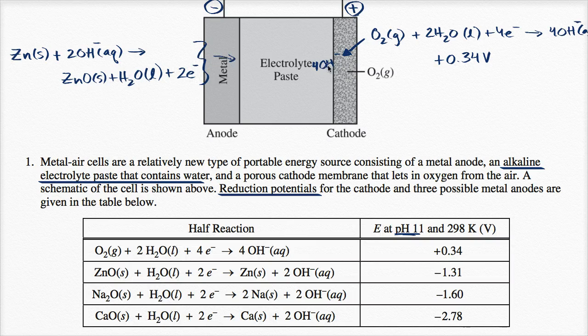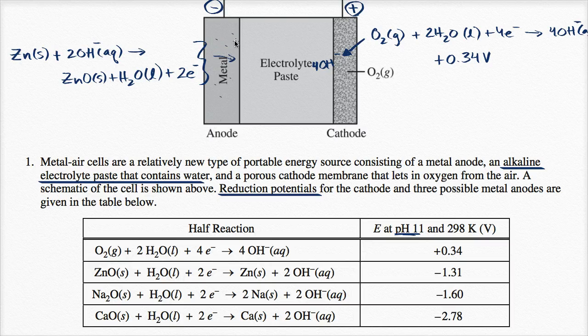So you could think of it as the hydroxide anions get formed at the cathode, and then they move their way over to the left to the anode where they react with the zinc, and the zinc reacts and it forms zinc oxide. So you have more and more zinc oxide being formed.